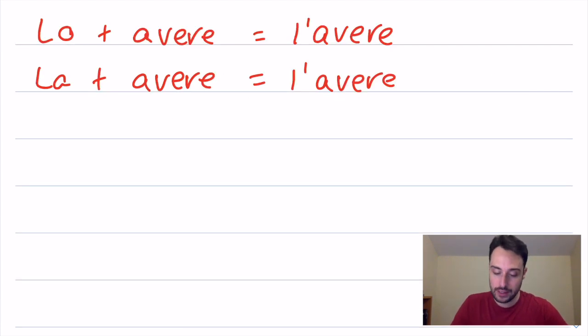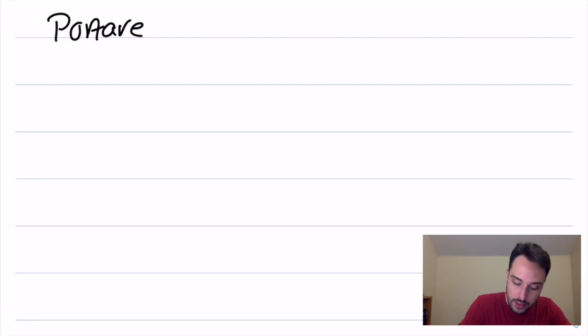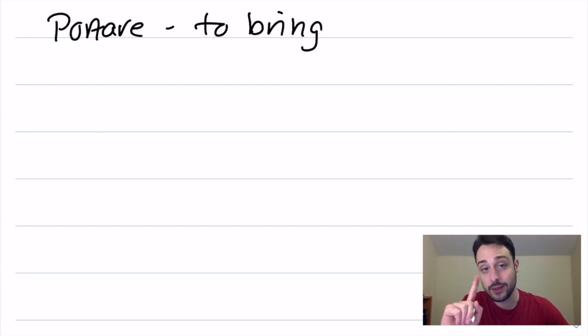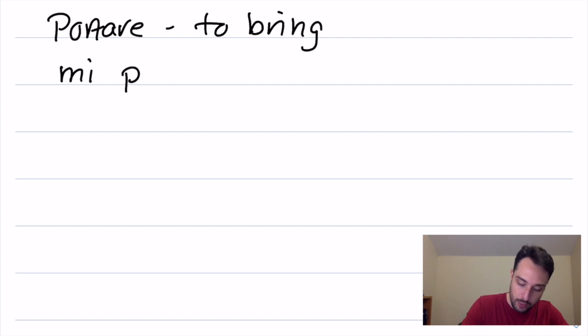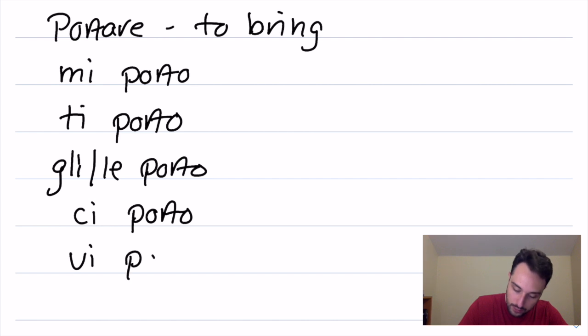So now moving on from here, let's take a look at the indirect object pronouns. So we're going to use the verb portare. Portare means to bring and is very easy to use with indirect object pronouns. So I'm going to show you portare used with all of the indirect object pronouns, just using the io conjugation of portare. So we have mi porto, I bring to me, ti porto, gli or le porto, ci porto, vi porto, and then finally, gli porto again.